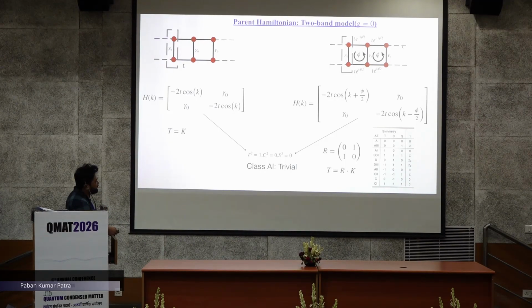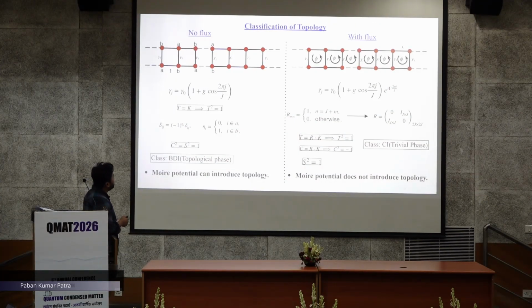So this belongs to class A trivial. Similarly, this also, even though time reversal is just modulated by a reflection operator here, belongs to class A trivial, that means no topology to begin with. So the parent Hamiltonian does not have topology. Now let's go to the actual model by introducing small g.